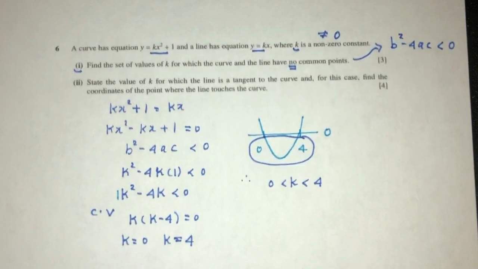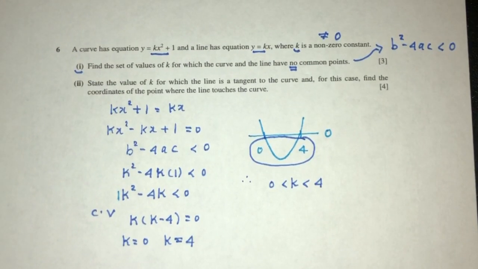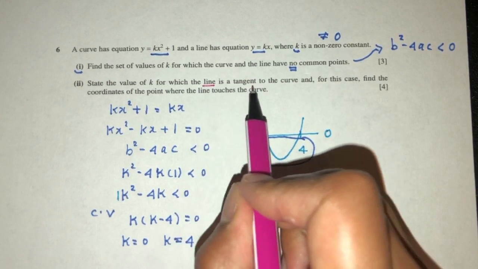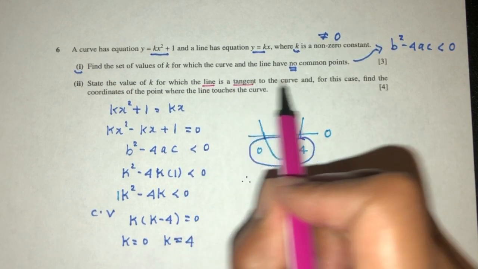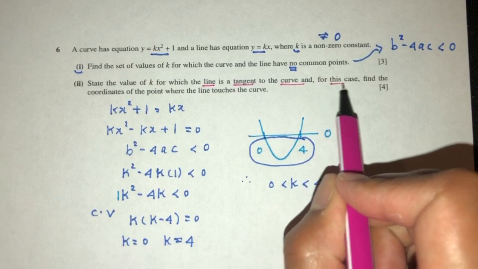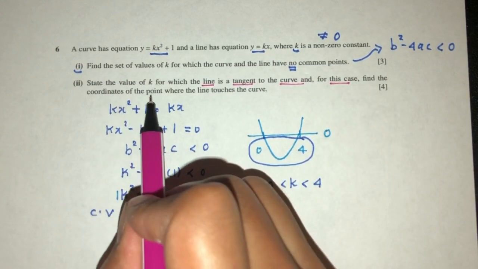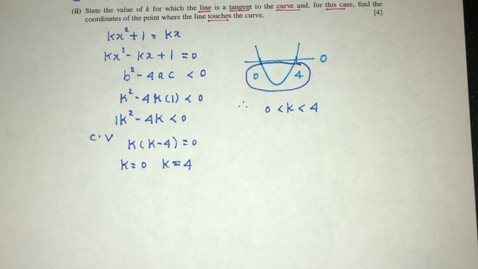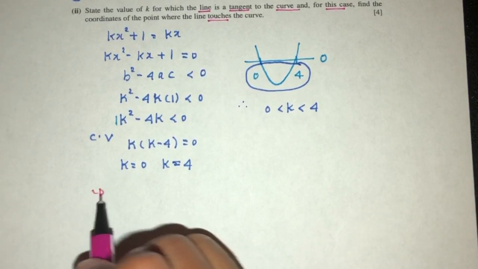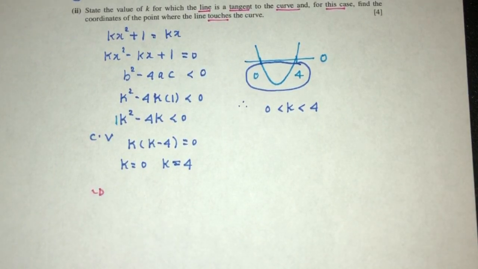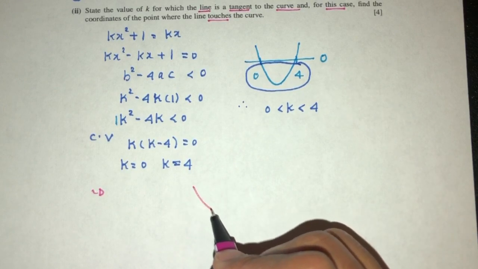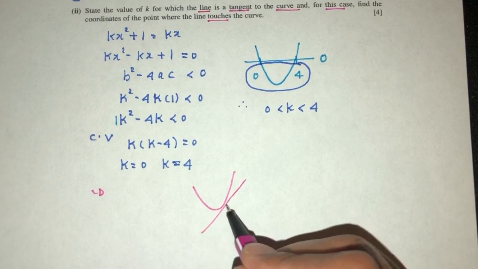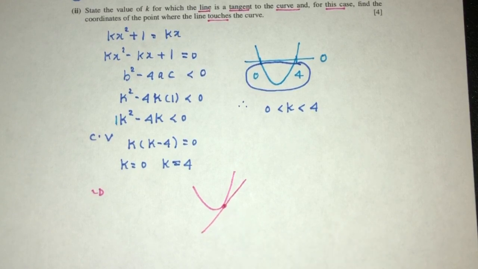Now for part 2, we have to state the value of k for which the line is a tangent to the curve, and for this case find the coordinates of the point where the line touches the curve. So pretty easy. Now if it is a tangent to the curve, we understand that they meet at exactly 1 point, because if you think this is my curve, for example, if it is a tangent to the curve, they will meet at exactly 1 point.